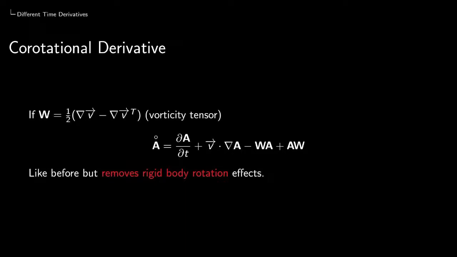Finally, we have a corotational derivative. This applies to certain tensor fields when there is deformation, but there is no rotation. And we do that by accounting for the vorticity tensor, which takes the gradient of a velocity vector and its transpose and subtracts the difference. The components are the different components of a curl, but just in tensor form.